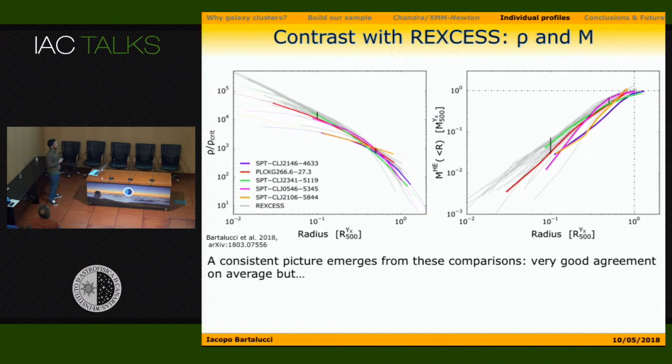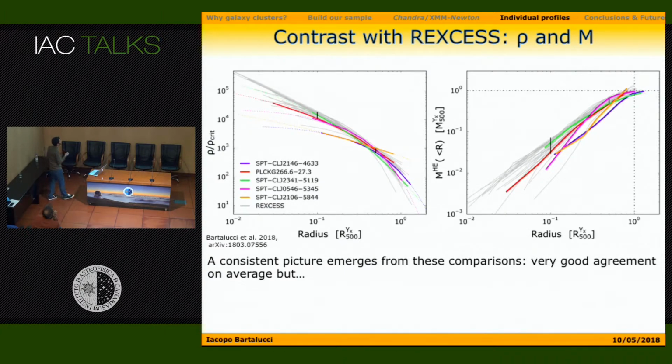We looked at the total density and the hydrostatic mass profile. So we have done the comparison between our individual profiles, rho here is the dark matter, and the hydrostatic equilibrium profiles.